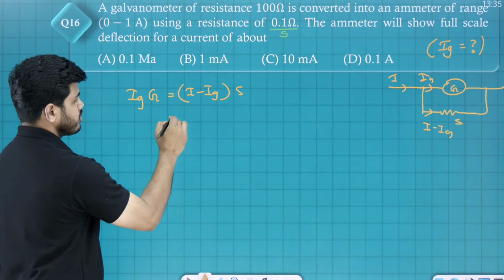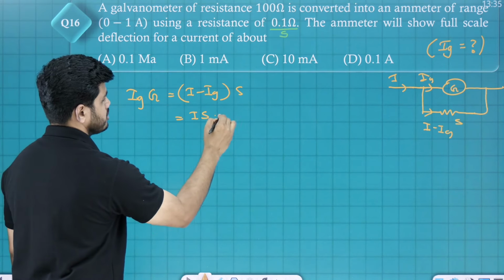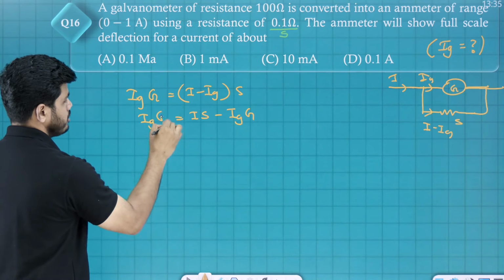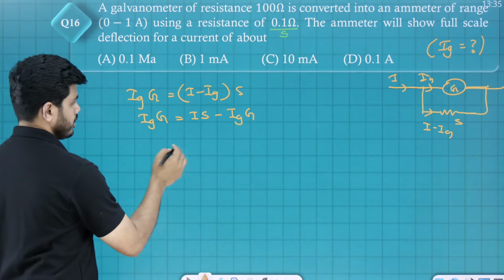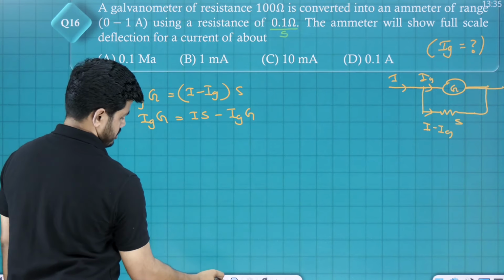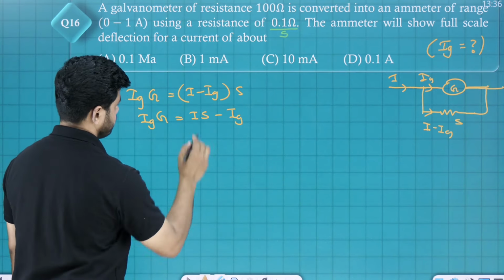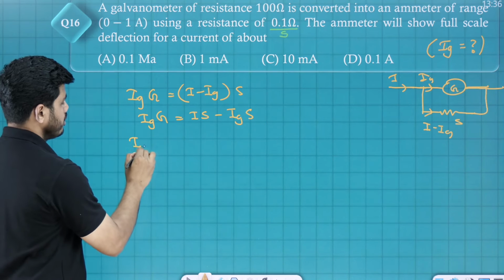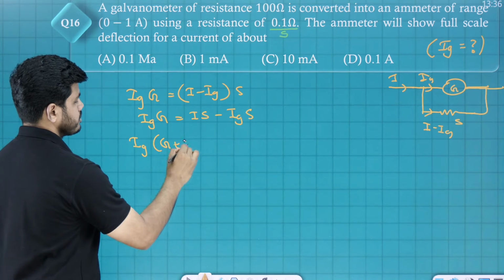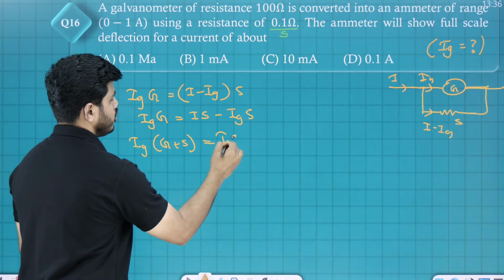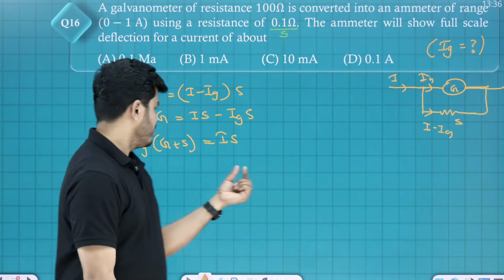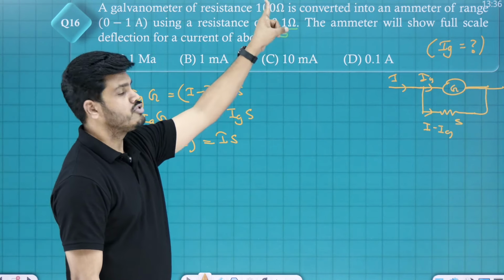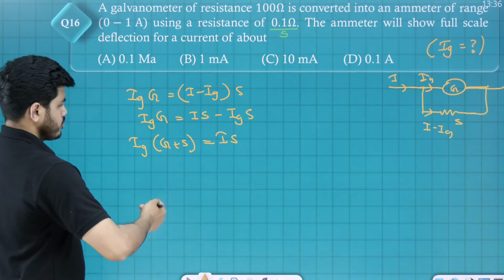We have to find out Ig from this. So let me take I into S minus Ig into S. Here we have Ig into capital G. Take those Ig terms together. So we have Ig into S, right? When we open the bracket, Ig into S. So when you take them together, Ig is common, which is Ig into G plus S is equal to I into S. Now if you simplify this, we can find out Ig. I is given, S is given, even G is also given. All values are given.